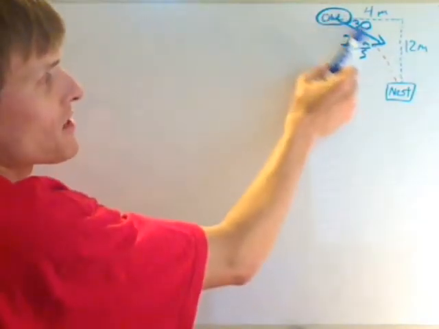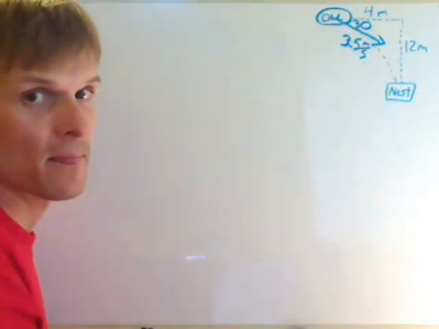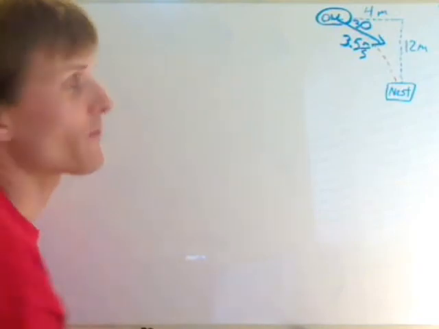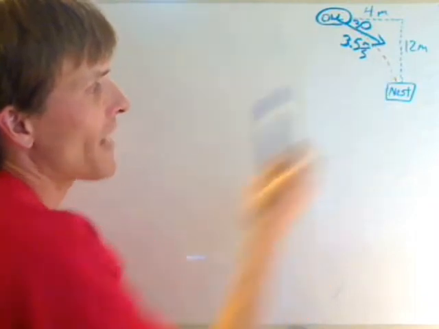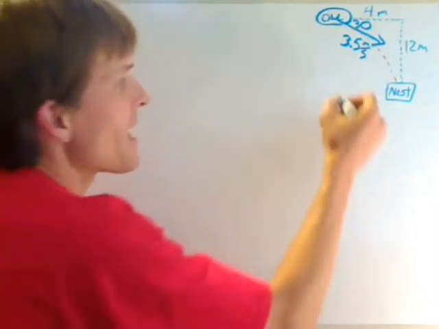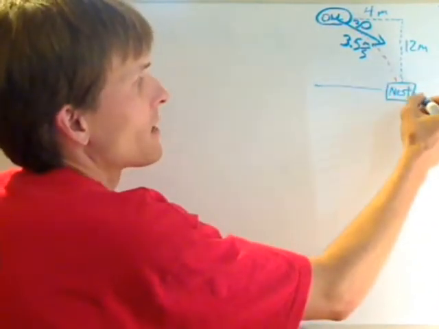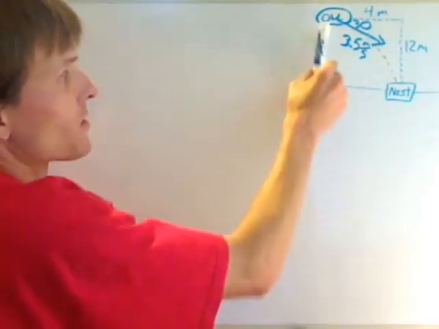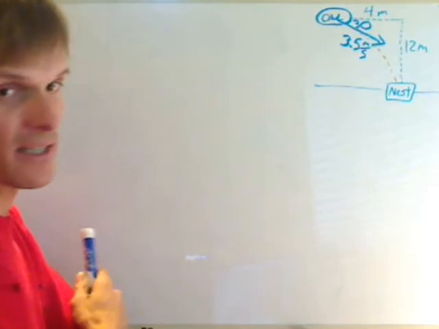And we want to know, where does the mouse land? Okay? So that's basically what we want to calculate first. We want to figure out where the mouse actually ends up once it's fallen a distance of 12 meters. So where does the mouse land after falling a distance of 12 meters?